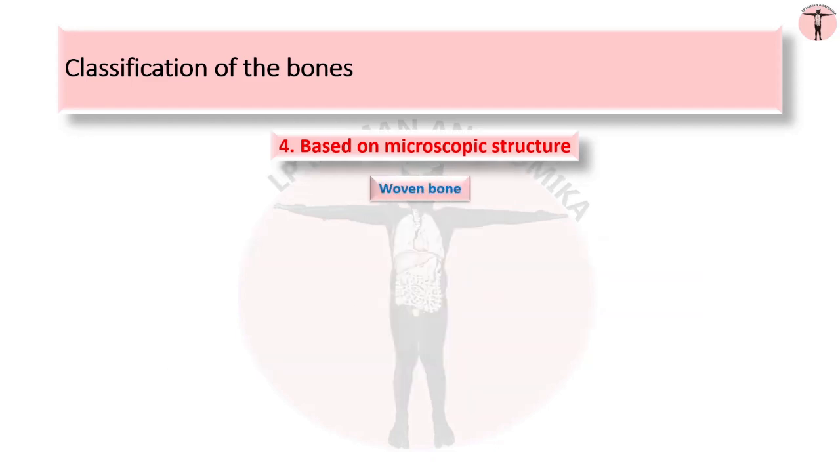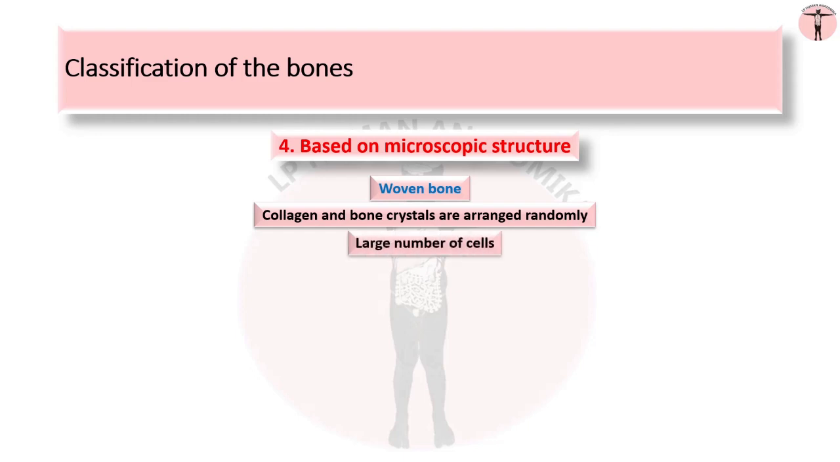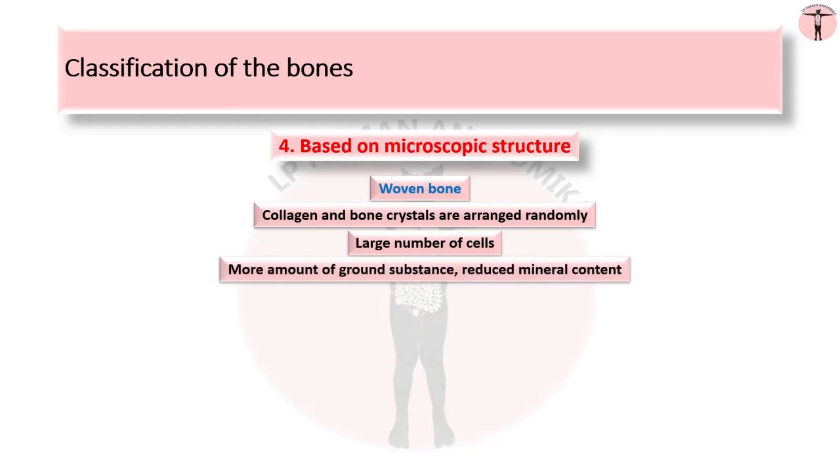Woven bone is also called non-lamellar bone or primary bone or immature bone. It does not display lamellar appearance. The collagen fibers and bone crystals are arranged randomly. That is, it is characterized by the irregular interlacing arrangement of collagen fibers running randomly in different directions. It contains a large number of cells per unit area, which are randomly arranged. And the matrix has more ground substance and reduced mineral content.